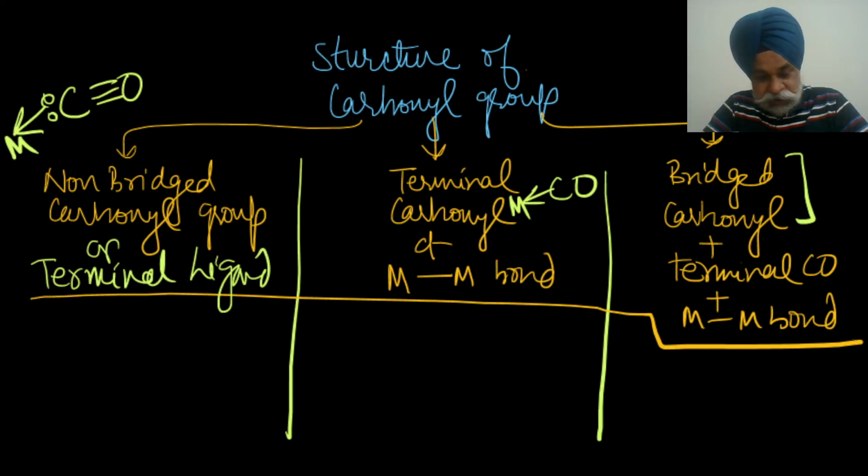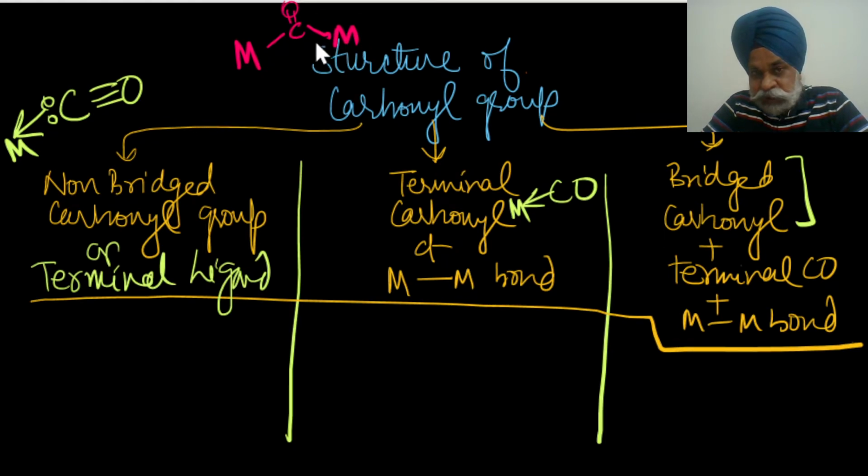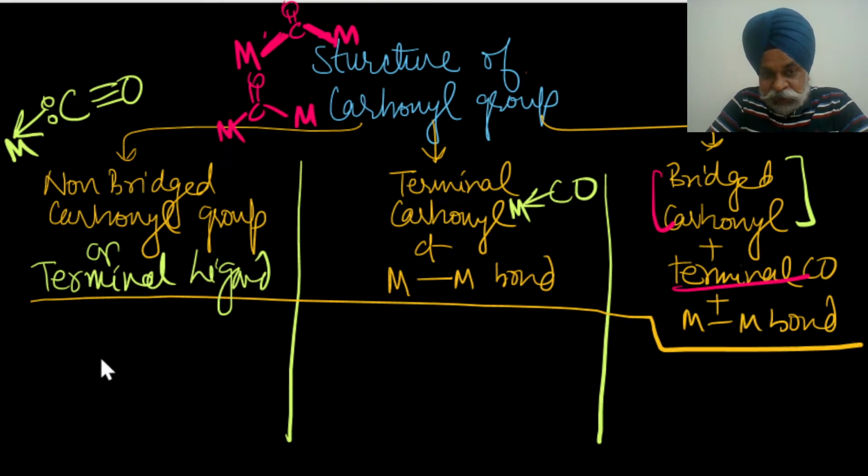In what sense is it a bridged carbonyl? I shall explain it this way. If I show you here, there is CO, it is joining like this. Carbon monoxide is joining to this metal as well as this metal. This is just like what you call the carbonyl group in organic chemistry. So CO is joining this side as well as this side with the metal. So that is the bridged carbonyl. And terminal CO is also there and an M-M bond is there. So hardly you would find a few cases.